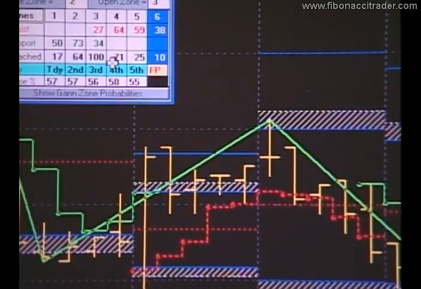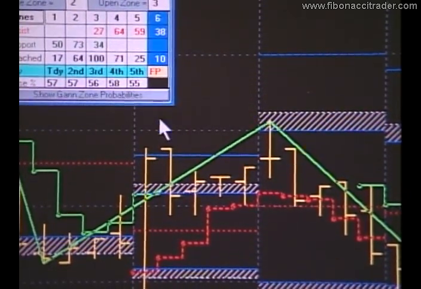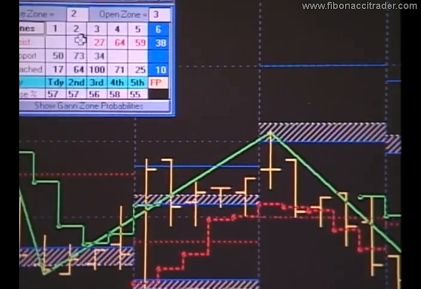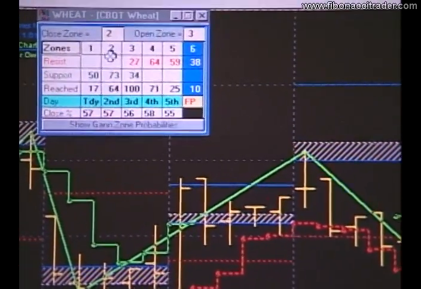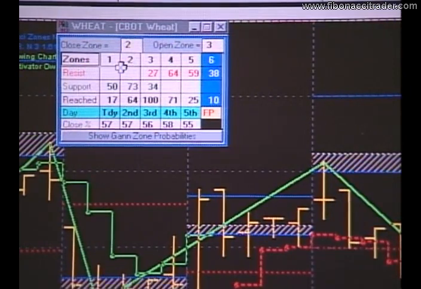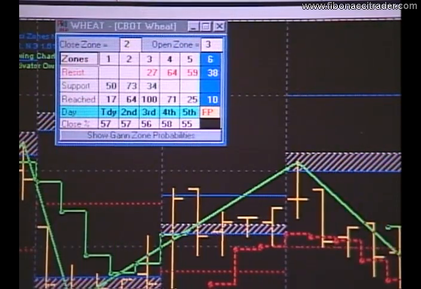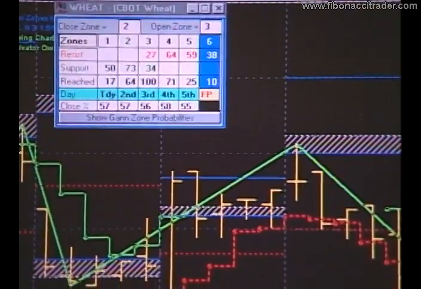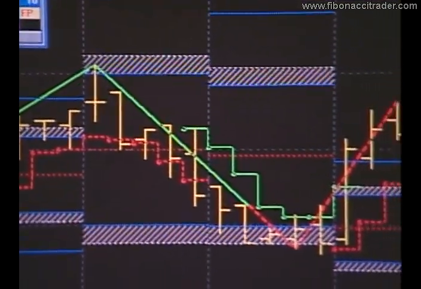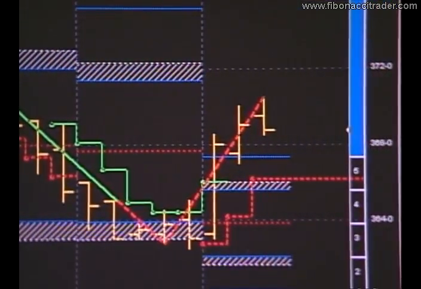Something that is reached only 10% of the time, and it is reached, that means that whatever the reason, the market direction is definitely changing. And we had this before. So we go to the next one. Higher high, still in zone number 6. Higher high, still in zone number 6.